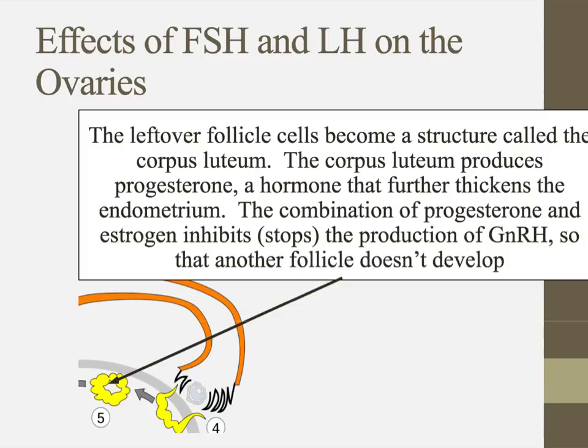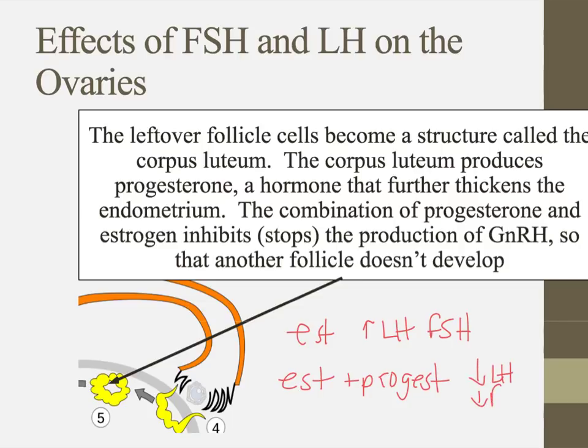What's really interesting about this process is that we know estrogen on its own causes an increase in the amount of LH and FSH. But estrogen and progesterone together cause a decrease in LH and FSH. So here when they're together, they start a negative feedback loop. And that's so that another follicle doesn't develop. We already have an egg that's been ovulated and into the fallopian tubes. We don't need another follicle developing.